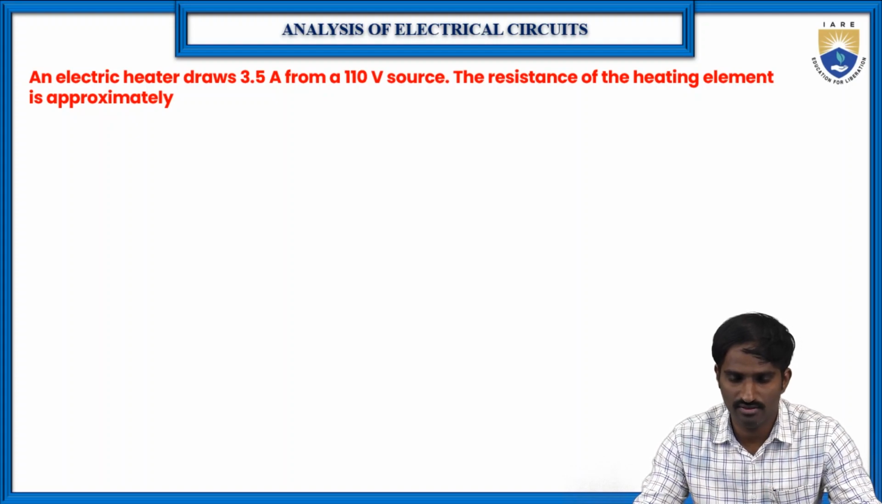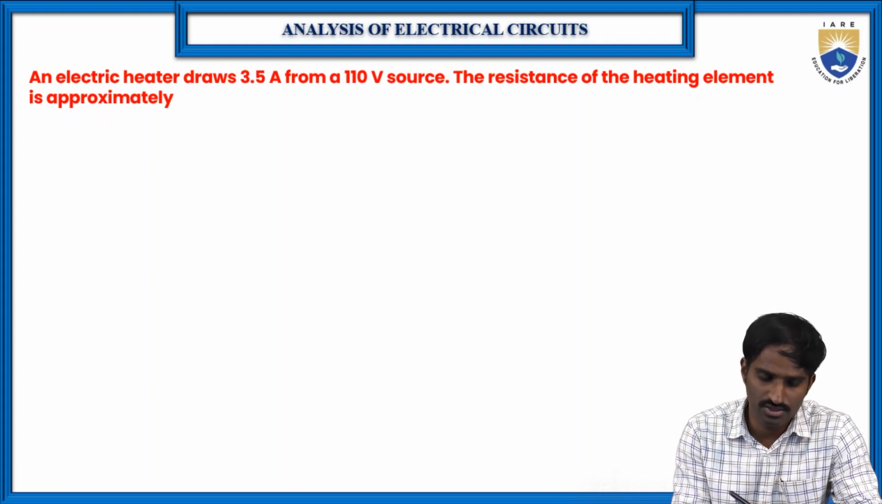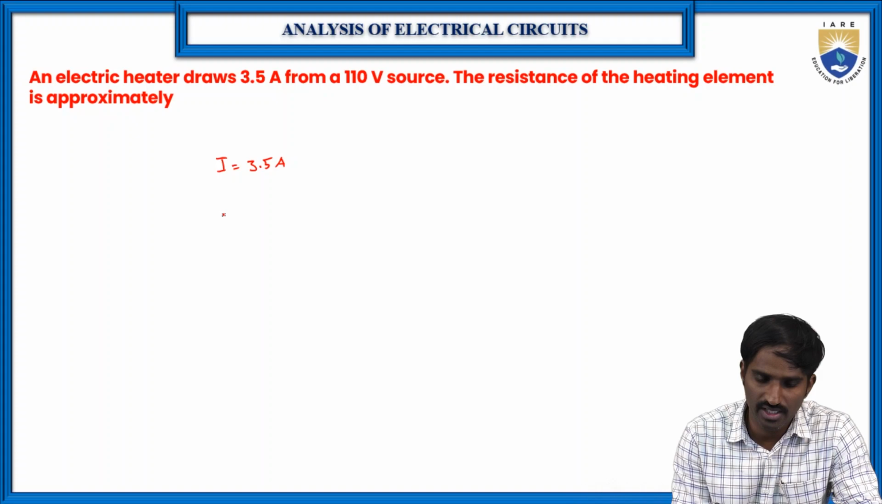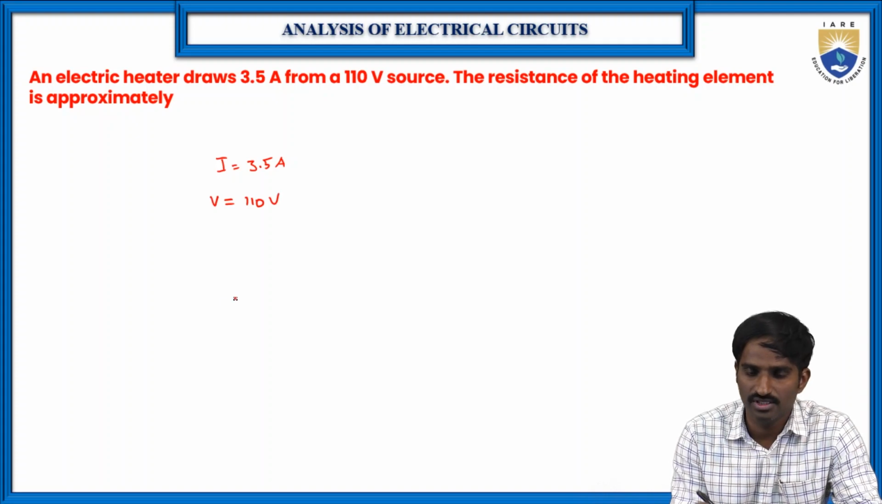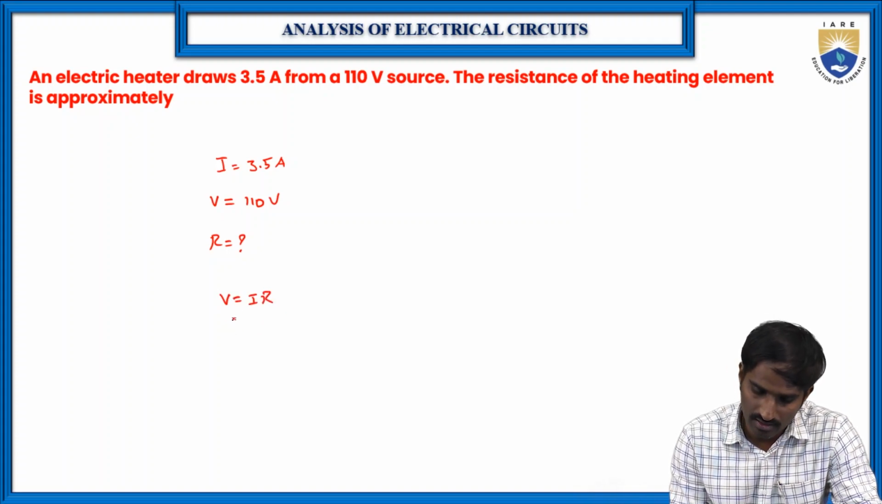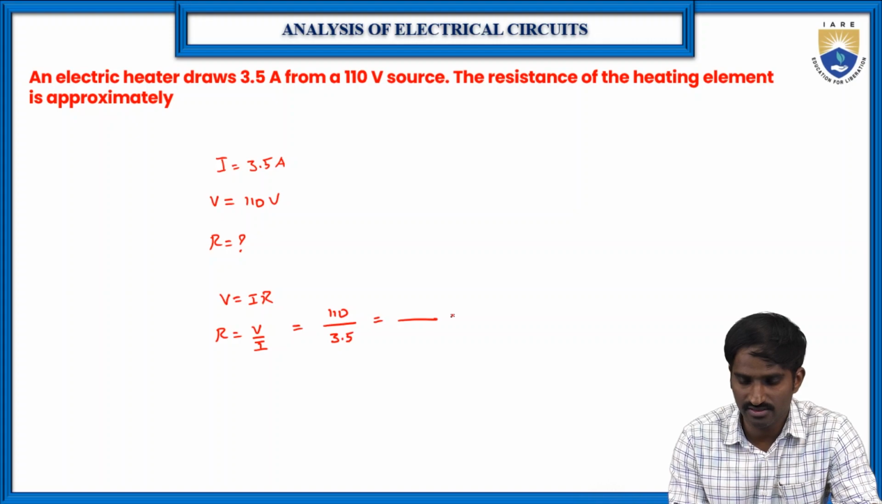So this is very simple, which means here we can apply simple Ohm's law. First, let us write the given data. An electrical heater draws 3.5 amperes, which means I is equal to 3.5 amperes. Then from a 110 volt source, which means V is equal to 110 volts. Then find the resistance R is equal to how much? As we know, V is equal to I into R. In other words, because we need to find R, R is equal to V by I. Then V is 110 and I is 3.5. Then you will get the answer.